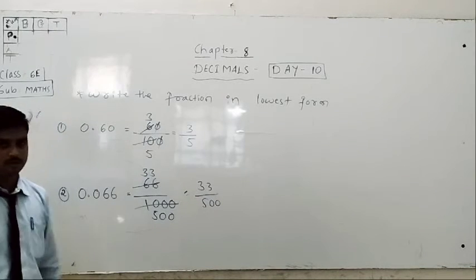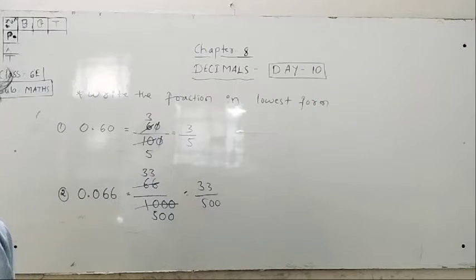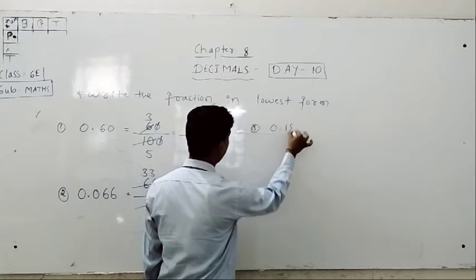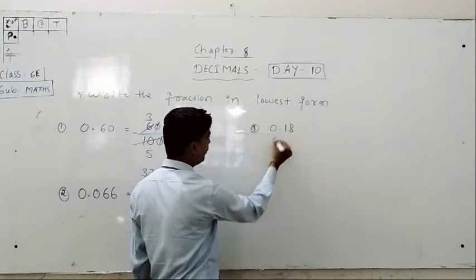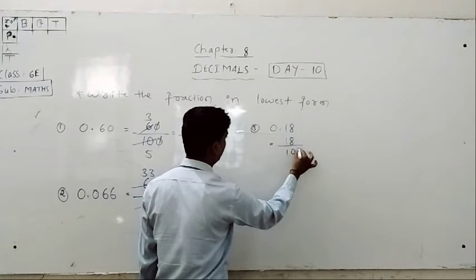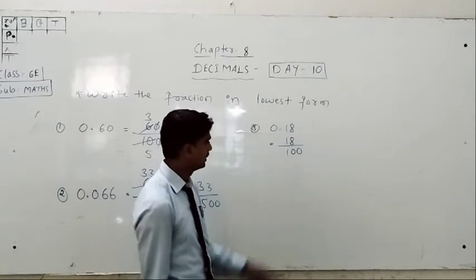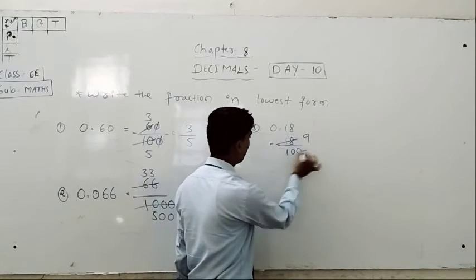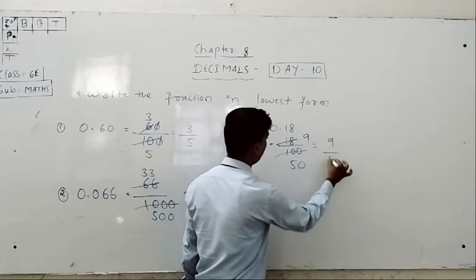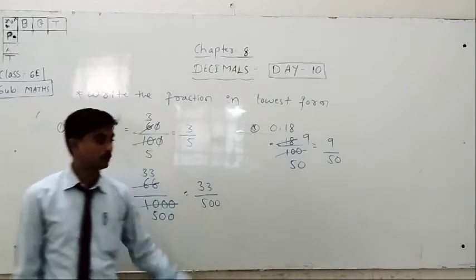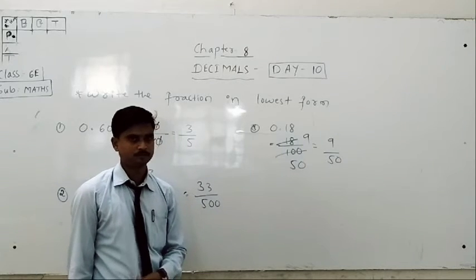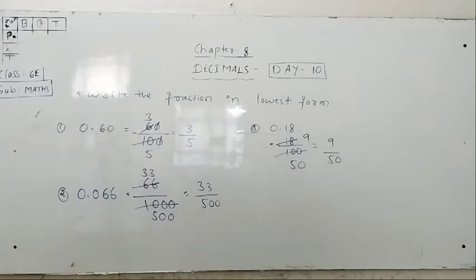The next, going to divide. Third one, 0.18 is there. After the point two numbers are there: 18 by 100. Then 18 and 100 have which table? The 2's table. 2 9's are 18, 2 50's are 100. This is 9 by 50. Does any number have the same table for 9 and 50? If not, there only you have to stop it. Okay, write down this one. And this type of problems are in your textbook.